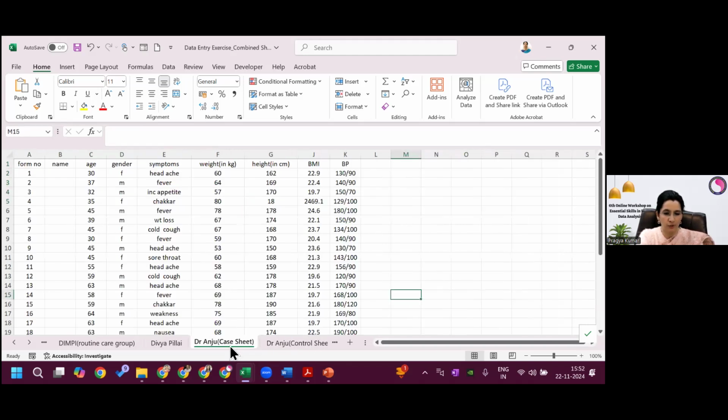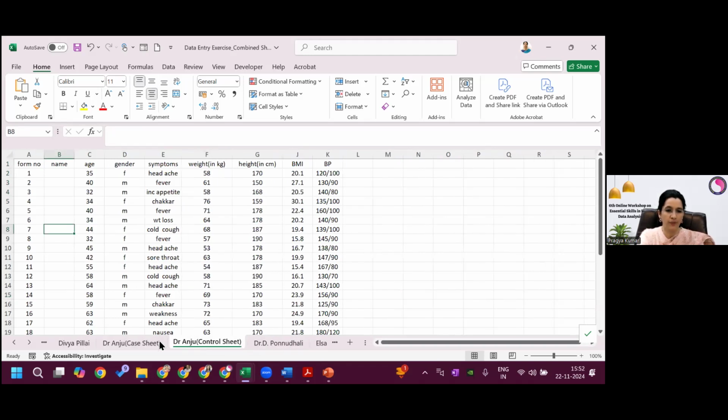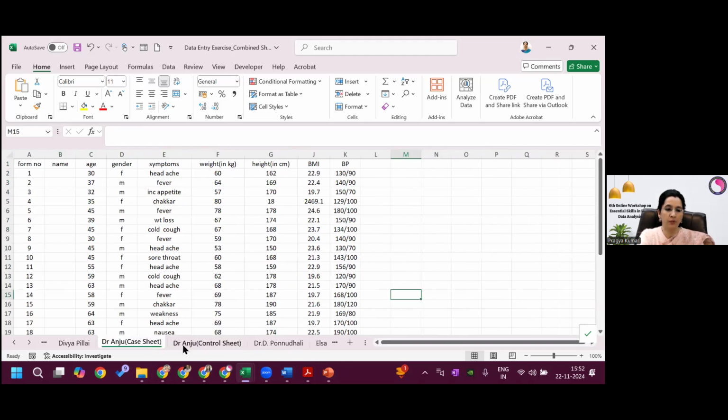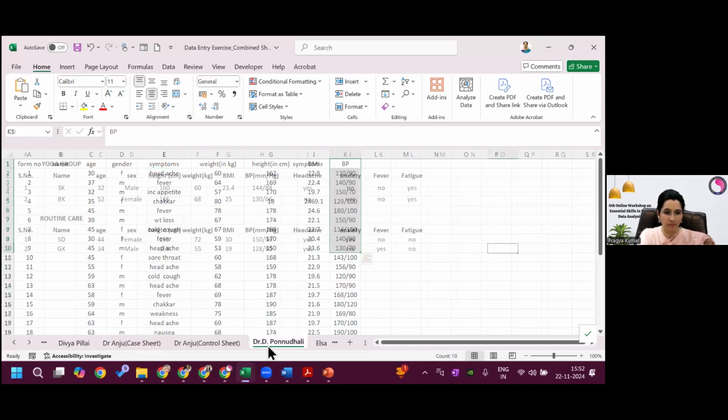Coming to Dr. Anju. Dr. Anju has also done one sheet for case and the other for control. So it's like two teams playing in two different playgrounds. And again, you can see symptoms, she has kept all symptoms in one. That way it will be difficult because one person can have headache also, fever also, and many others. Similarly, BP also should have been in a separate column.